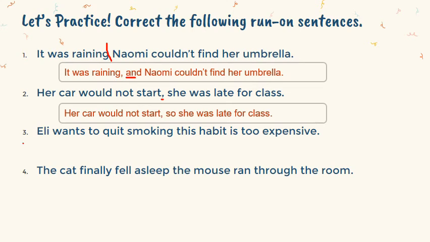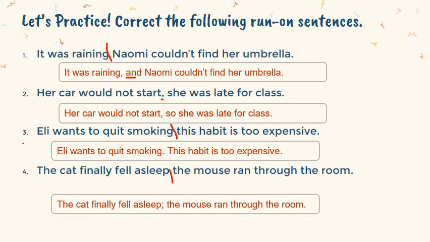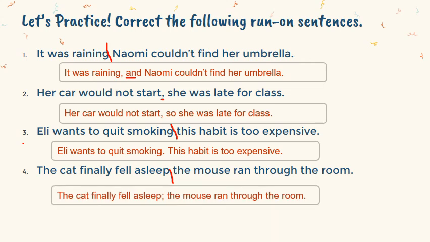Number 3, Ellie wants to quit smoking. This habit is too expensive. So as you can see, up till here is one idea, and then this is the other idea. I can break the two clauses by using a full stop. The cat finally fell asleep. This is one idea. The mouse ran through the room. I have two different independent clauses here, so I can use the semicolon. The cat finally fell asleep. Because of that, the mouse ran through the room.